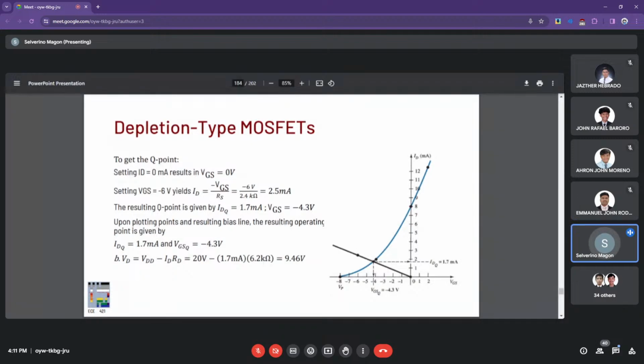So once we have plotted the bias line, we can identify the intersection or the solution as our Q point. Solving for the drain voltage or the voltage output, we have the output loop KVL as the following: VDD minus IDRD is equal to your VD. So that becomes 9.46 volts.